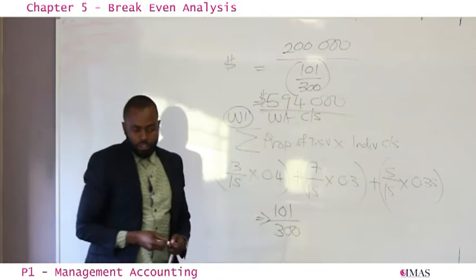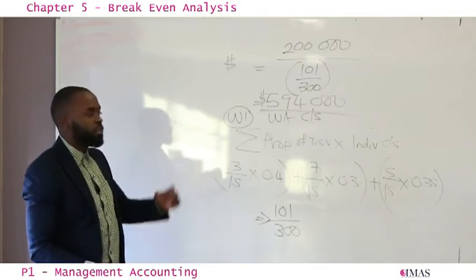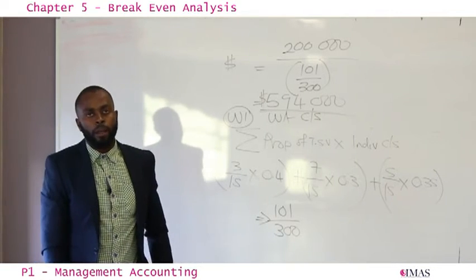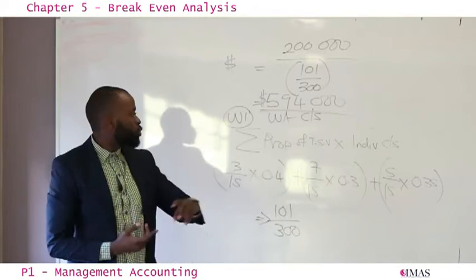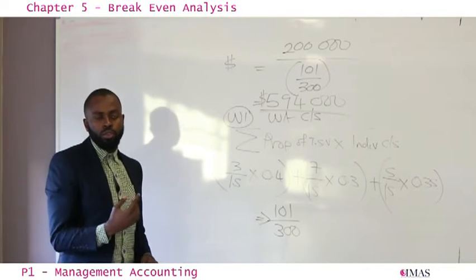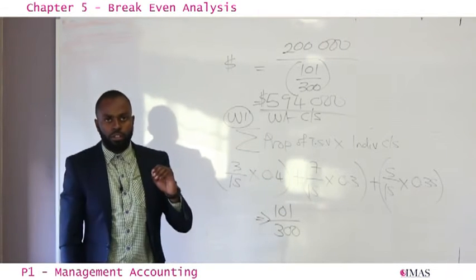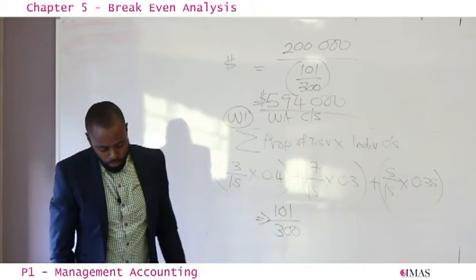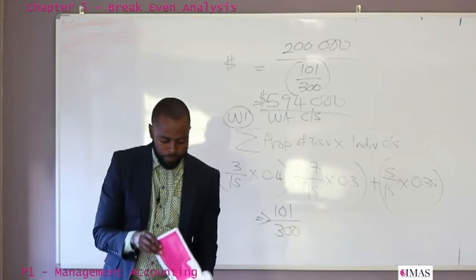So here, this is a classical question of when we can use the second method, the proportion of total sales value times individual contribution to sales ratio. When we looked at our first question, when we were doing multi-product CVP analysis, I had to do it both ways because it was possible to do it in both ways. Now with question 117, there is no way you can use total contribution divided by total sales. You do not have enough information. So therefore you can only use method number 2, proportion of total sales value times the individual contribution to sales ratio. So that's it on number 117.